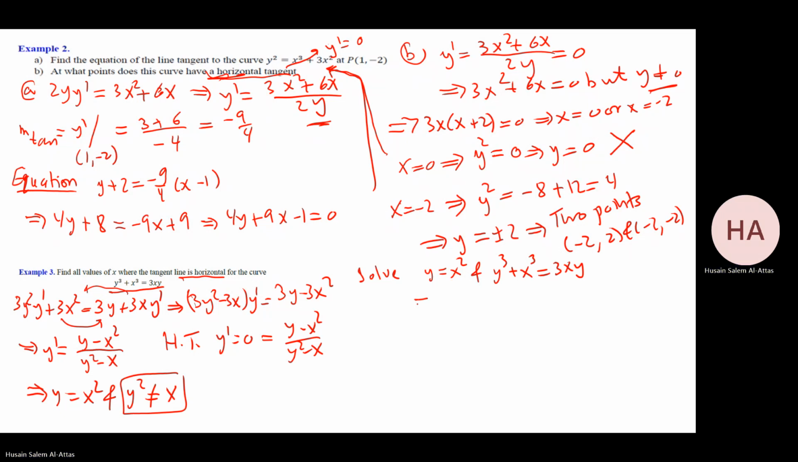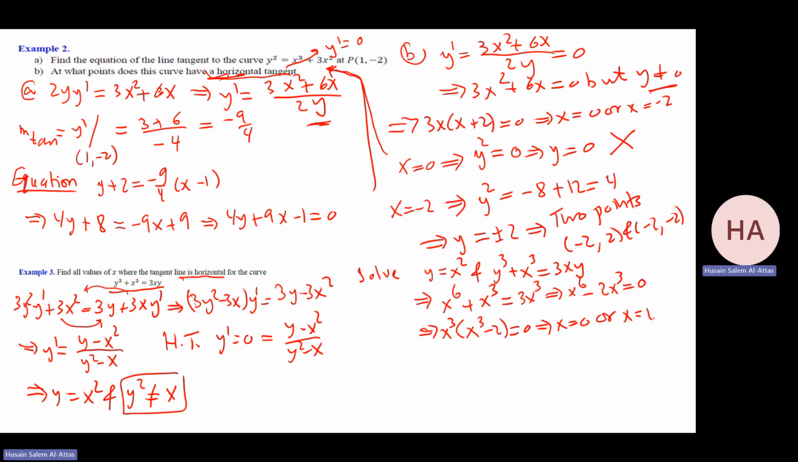to get what? I will get x to the power 6 plus x cubed equal 3x cubed. That implies x to the power 6 minus 2x cubed equals 0. So take x cubed common factor. I have x cubed minus 2 equals 0. So I have x equals 0 or x equal cube root of 2. Okay. x equals 0 implies y equals 0, which is rejected. And I have y squared is equal to x.